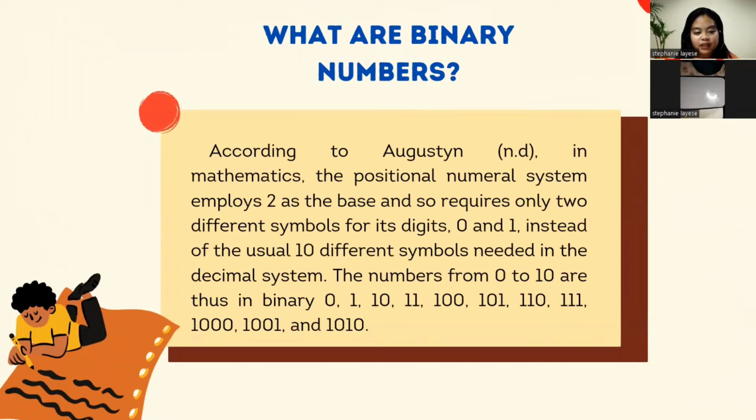What are binary numbers? According to Augustine, in mathematics, the positional numeral system employs two as the base and so requires only two different symbols for its digits, 0 and 1, instead of the usual 10 different symbols needed in the decimal system. The numbers from 0 to 10 in binary are: 0, 1, 10, 11, 100, 101, 110, 111, 1000, 1001, and 1010. It means that decimal numbers use 10 digits, which is 0, 1, 2, 3, 4, 5, 6, 7, 8, 9. But binary numbers only use 2 digits, which is 0 and 1, to represent all the numbers.